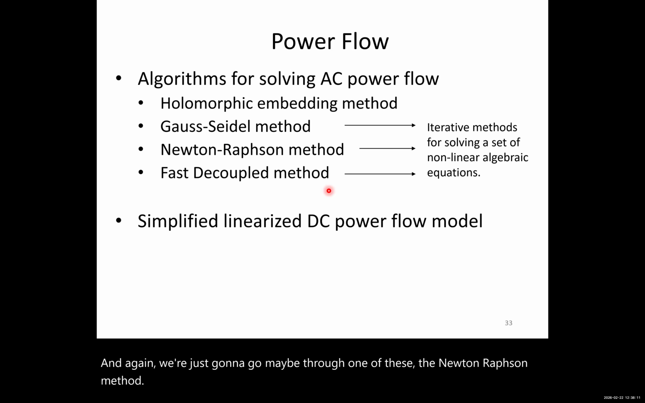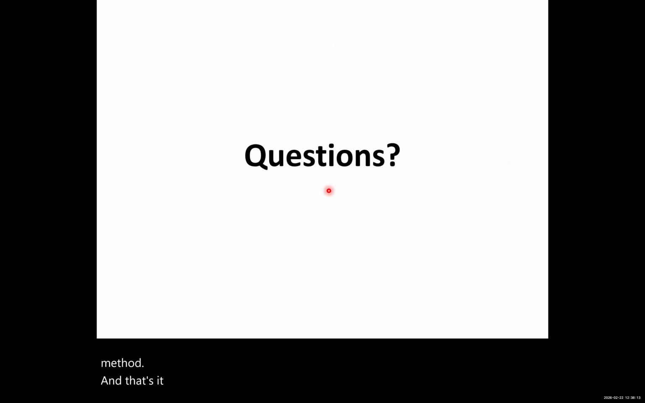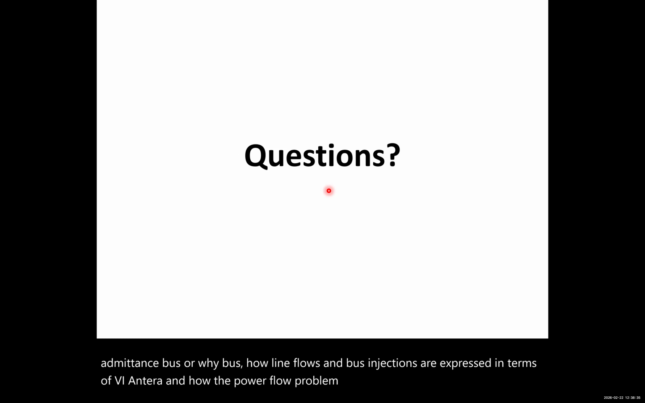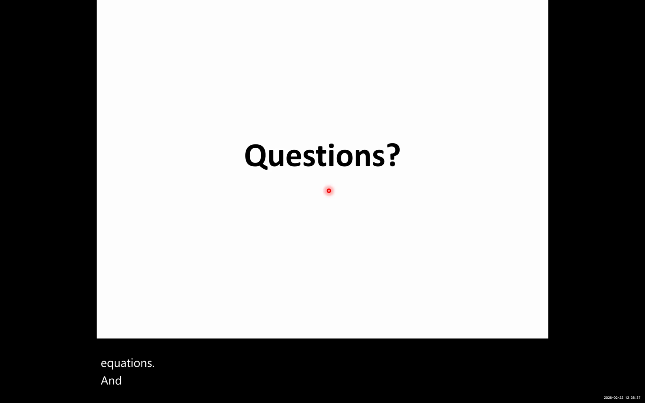And that's it for today's class. Just to wrap up, we learned how to build the admittance bus or Y bus, how line flows and bus injections are expressed in terms of V and theta, and how the power flow problem becomes solving nonlinear balance equations. In the next lectures, we'll go deeper into Newton-Raphson and work through an example with iterations.